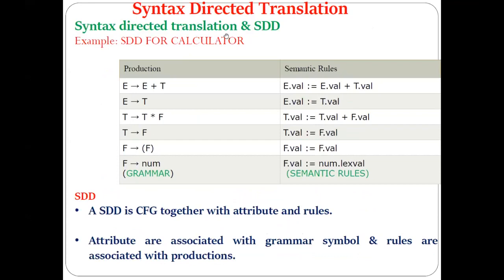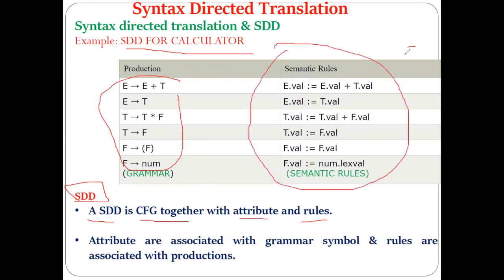Then another concept is also referred to as the SDD, syntax directed definition. So this particular modified grammar is also referred to as an SDD. This is the syntax directed definition for the calculator. Now, what exactly is it? An SDD, the syntax directed definition, is a context-free grammar together with attributes and rules. So this is your context-free grammar. When you associate it with some attributes and rules, whatever grammar you get is called an SDD, a syntax directed definition.